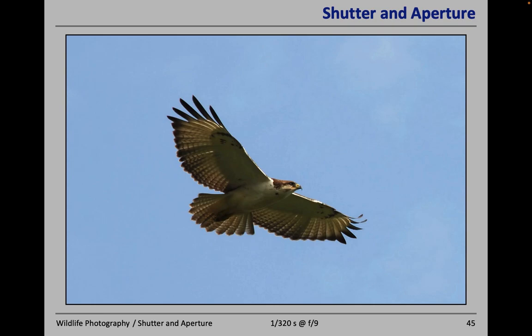reasonably close to overhead. And because they are effectively just soaring, they're not going particularly fast, and so even a relatively modest speed, in this case I went down to f9 to try and get the depth of field, so that even if I didn't quite have time to lock in focus, I was happy that that was fast enough to freeze the motion, and that was probably enough to give me the depth of field to get a nice sharp shot of the augur buzzard.